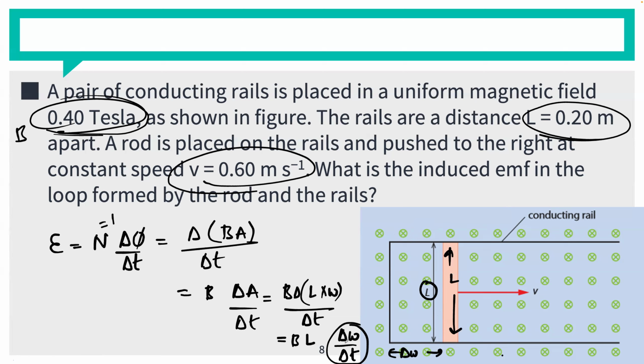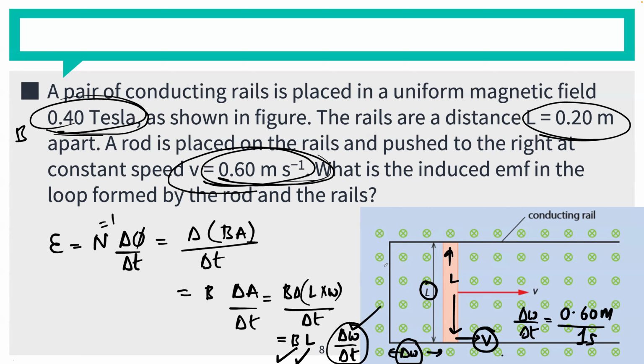What is delta W by delta T stands for? At what rate the width is changing. The rate at which the width is changing is basically the speed with which the rail is moving. So what is the speed with which the rail is moving? 0.60 meters per second. That means the width is changing by a rate of 0.60 meters every second. So delta W by delta T is 0.60. Value of B is given, length is given, delta W by delta T is 0.60. If you solve it, you'll get the answer as 48 millivolt.